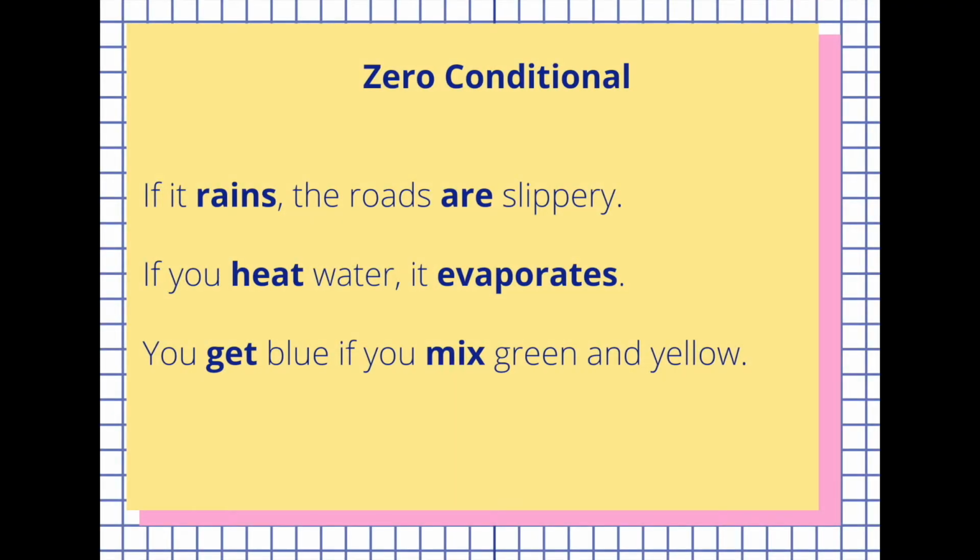Some of the examples include, if it rains, the roads are slippery. If you heat water, it evaporates. You get green if you mix yellow and blue.